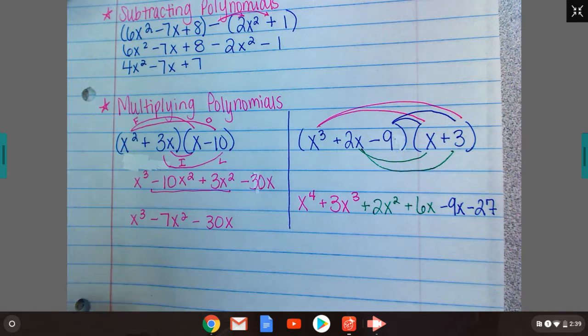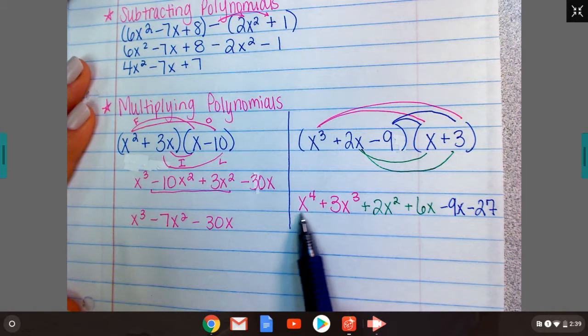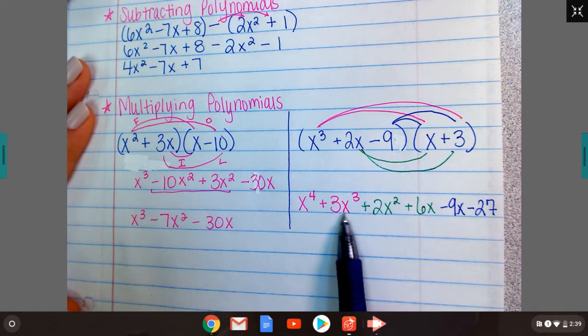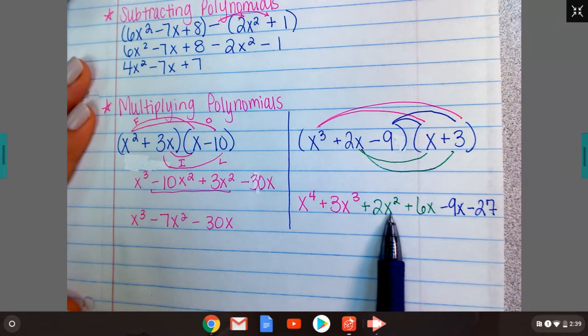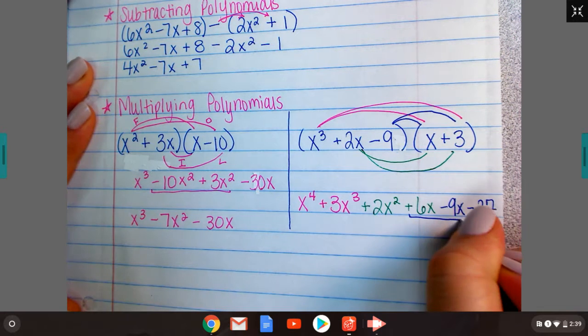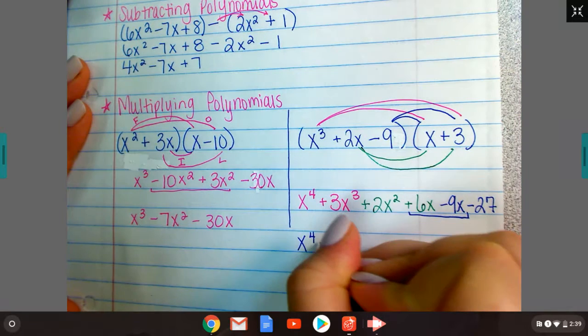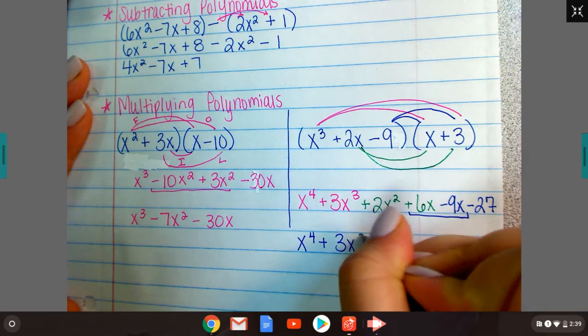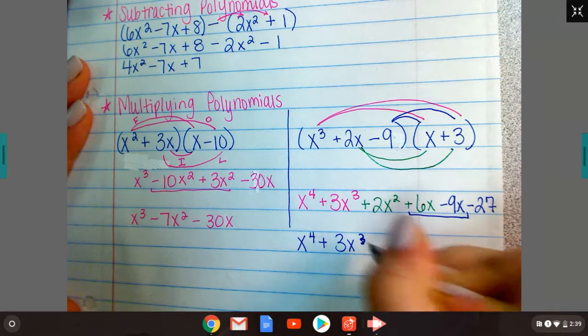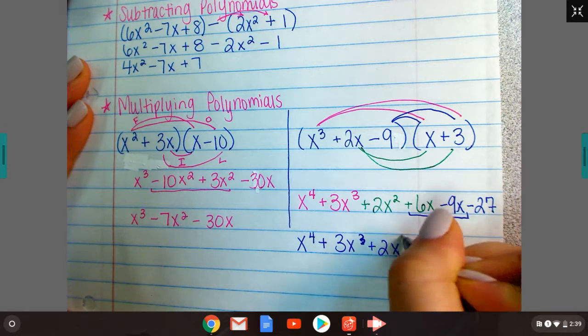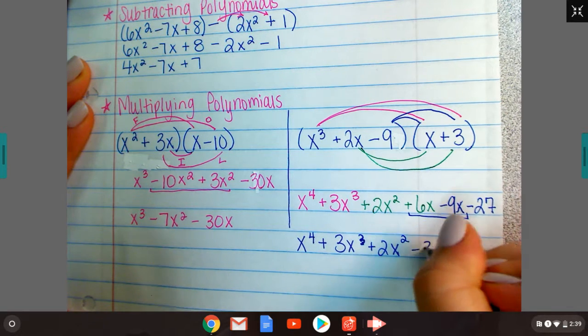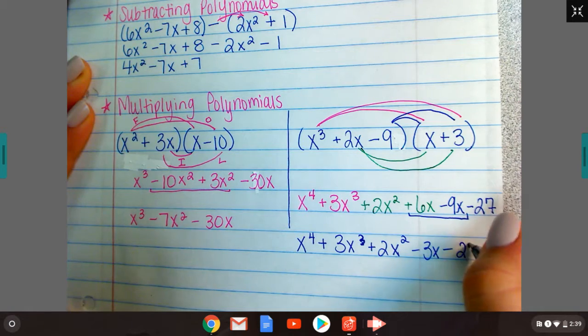Combine like terms where we can. There's no other x to the 4ths. There's no other x to the 3rds. There's no other x squareds. There are 2 x terms. So I can combine those and then I'll be all set. Here I've got a negative 3x and drop down my negative 27.